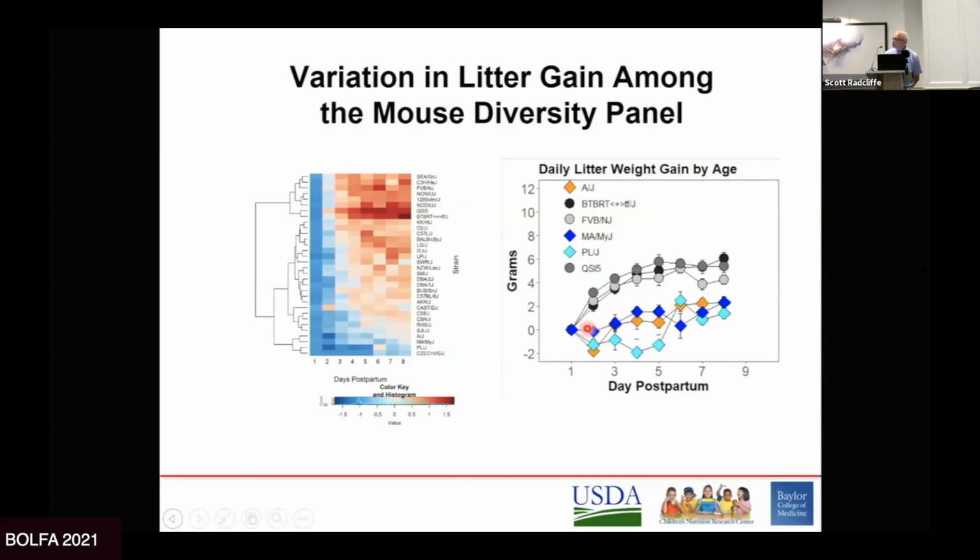And in fact, the graph on the right shows again the daily increase in litter weight as a function of time, normalized to their initial litter weight. So on day 1, they start out all at 0, and you can see the circles in the different shades of gray are our high lactation strains, and the colored diamonds are the low lactation strains. And even by about 24 hours, there's a pretty dramatic difference in the ability to support the growth of these litters.